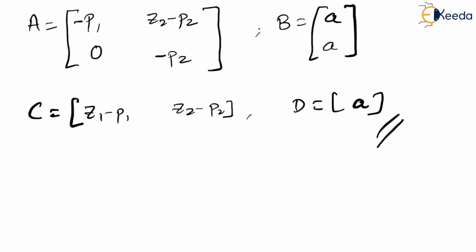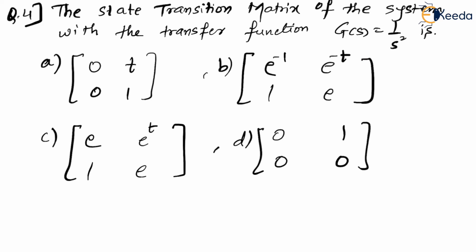Yes. Now let us think of another question. So now, what is the state transition matrix of the system with the transfer function G of s equal to 1 upon s squared? That is what they are asking. They are asking basically the state transition matrix, and they have not at all given you the system matrix A. They have only given you the transfer function. So from the transfer function itself, you are supposed to find the A matrix as well. So let us see how to do that.